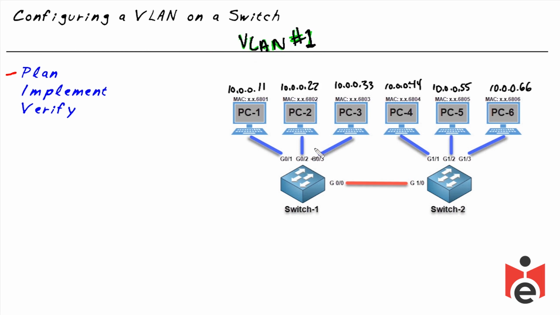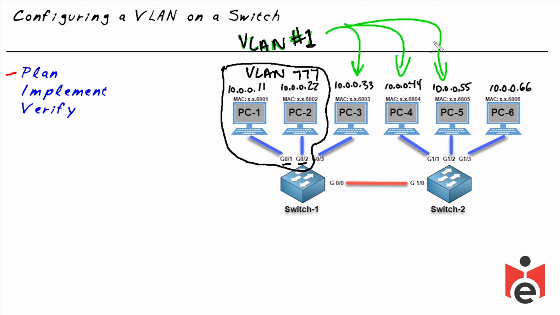So as part of our planning, let's decide that we want PC1 and PC2 to be in their own VLAN, their own layer 2 broadcast domain. So let's go ahead and put them into a new VLAN, and we'll use VLAN 777. So we'll create that new VLAN, and we'll assign gig 0/1 and 0/2 to that VLAN, which will then cause PC1 and PC2 to be in that VLAN called 777, and we'll leave everybody else in the default VLAN of VLAN number 1. So after we make the change at the switch ports, PC1 and PC2 will still be able to talk to each other, but they'll be isolated from the rest of the devices because the rest of the devices are in VLAN 1 while they'll be in VLAN 777.